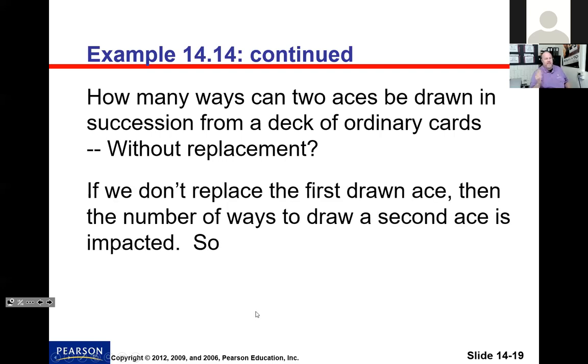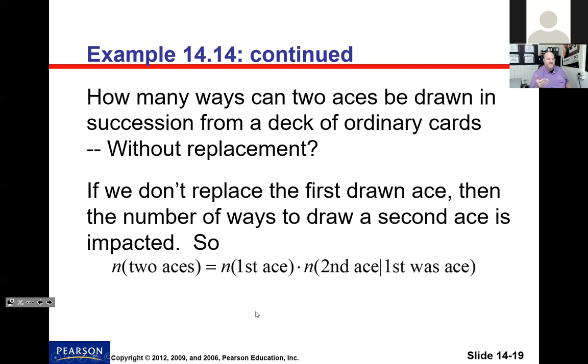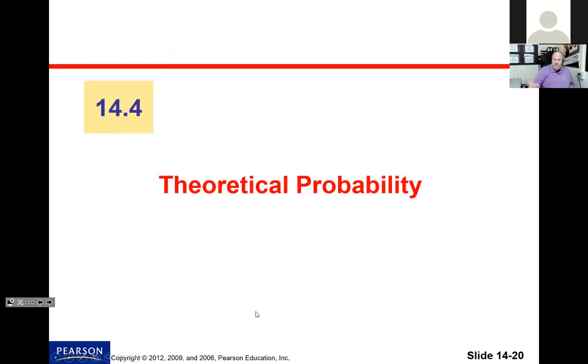So without replacement, if we don't replace the first ace, then the number of ways to draw the second ace is impacted, right? It has an effect on it. So the first ace is four. The second ace, the first ace is already gone out, so it's three. So again, that's the counting principle. And then all we do is put a denominator on it to go to theoretical. Okay, and the next piece is theoretical probability.